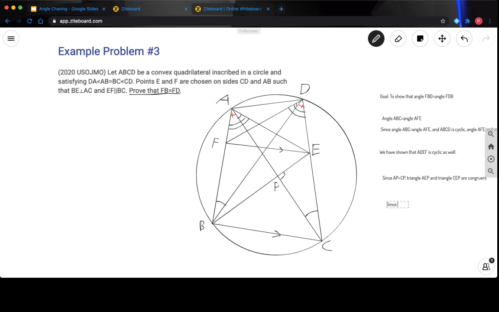Since we've shown that FBD equals FDB, triangle FDB is isosceles. Hence, FB equals FD, and we're done.